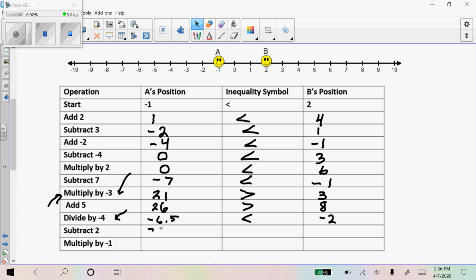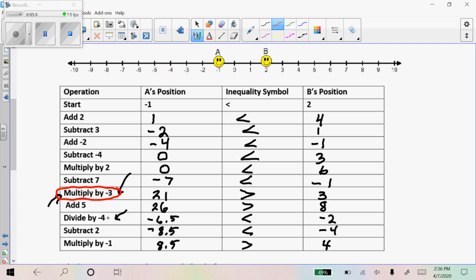Subtracting 2 gives us -8.5 and -4. And -8.5 is less than -4. Multiplying by -1 gives us positive 8.5 and positive 4. And notice 8.5 is now greater than 4. So I'm going to circle these in red, the places where the sign changed: when we multiplied by -3, when we divided by -4, and when we multiplied by -1.